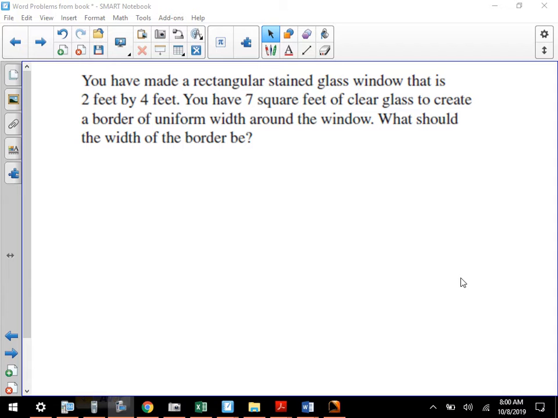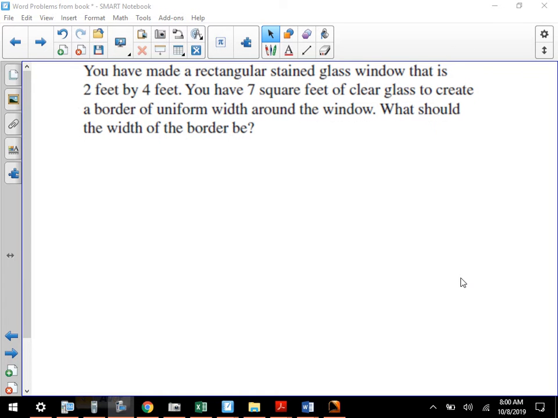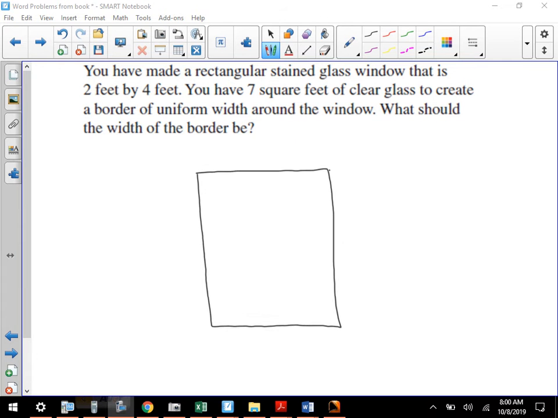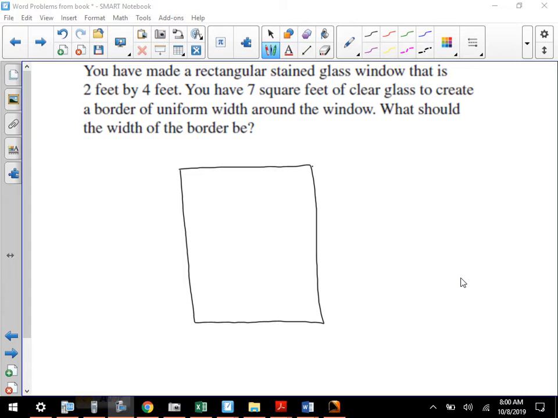So what we want to do here is, first of all, draw a picture of a rectangle, 2 by 4. It's a rectangle. One side length is 2, the other side length is 4. Now, if I want to draw a border of uniform width going around that, would that also be a rectangle? Yeah. Right?